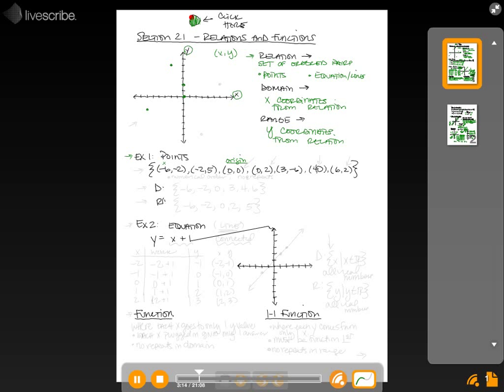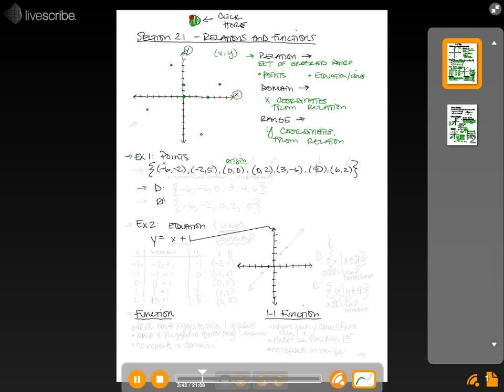(3, -6), to the right 3, down 6 because it's negative. (4, 0). For this one, we're going to move left and right, but we won't move up and down. So we go to the right 4, and then we're not going to move up and down because y is 0. And then our last point is (6, 2). Right, and that would be graphing our relation, our set of points. That's all we would do.